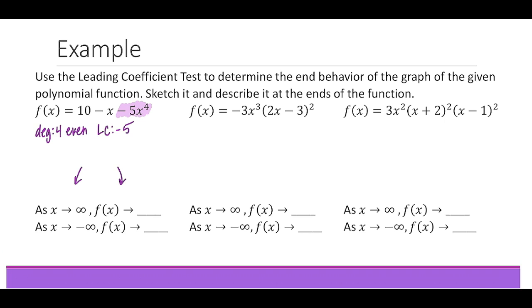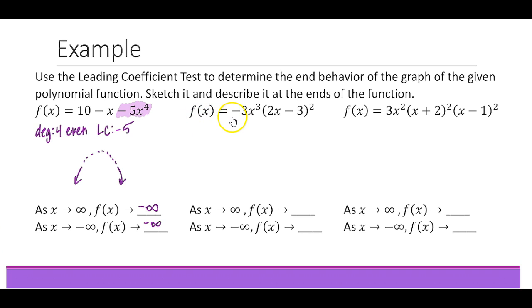So this is a sketch of the end behavior. And again, we don't know what happens in the middle. And to describe what happens as x goes to positive infinity, as x goes to the right, my y values go down to negative infinity. And as x values go towards negative infinity, again, my y values go down to negative infinity.